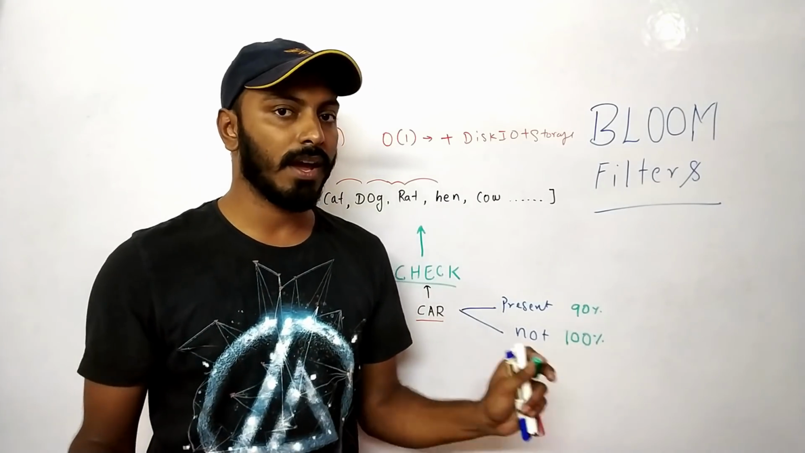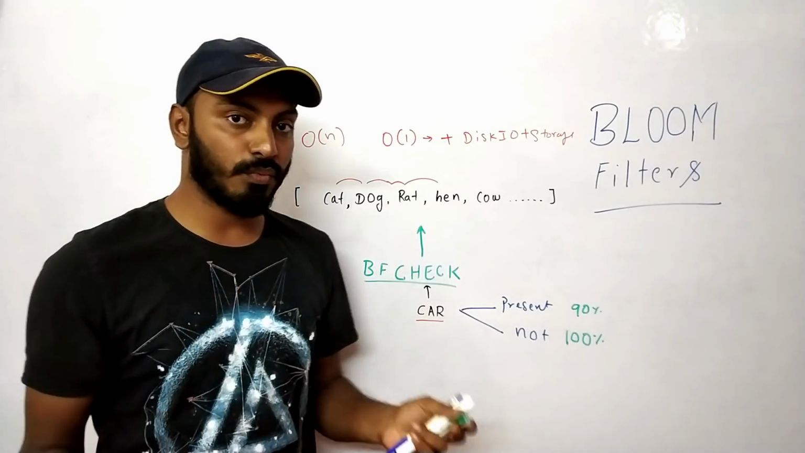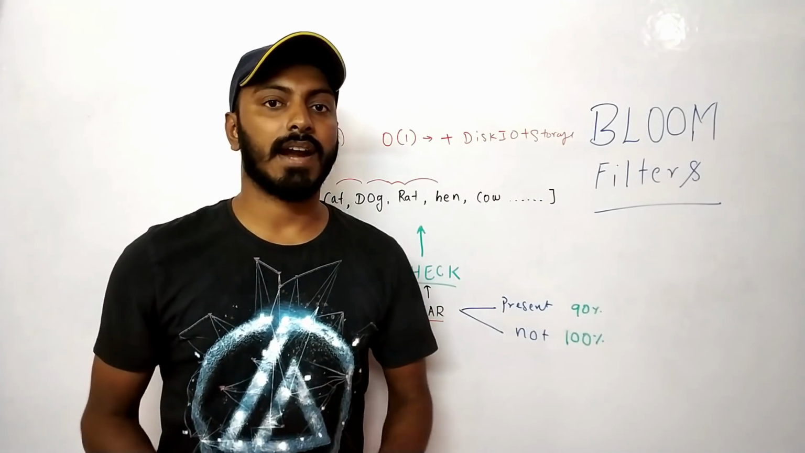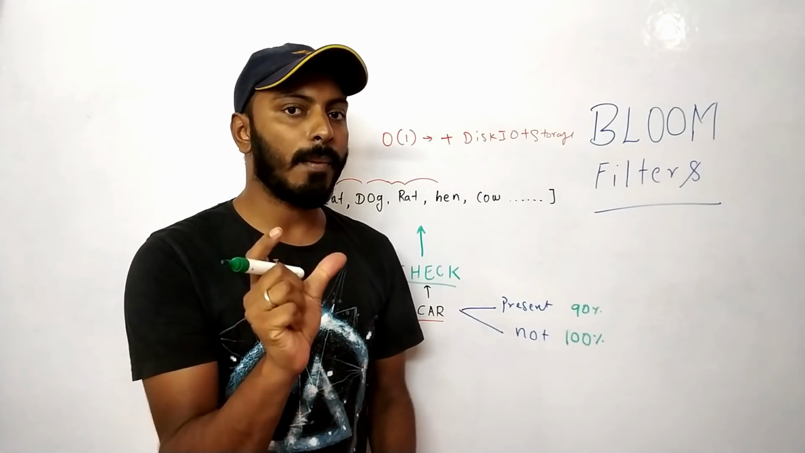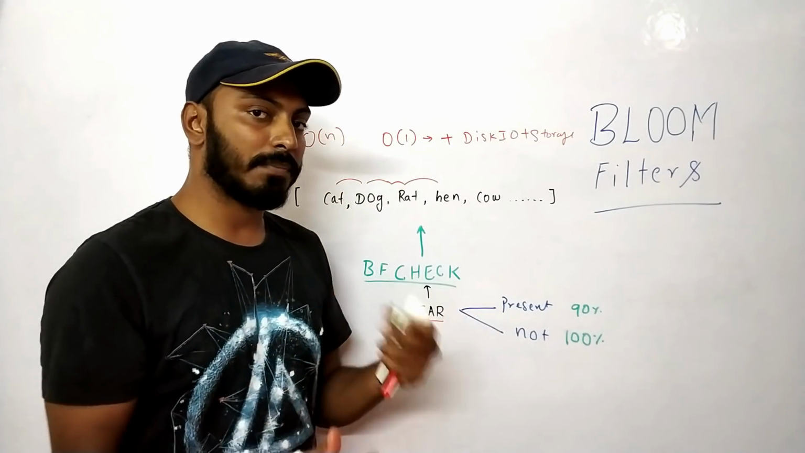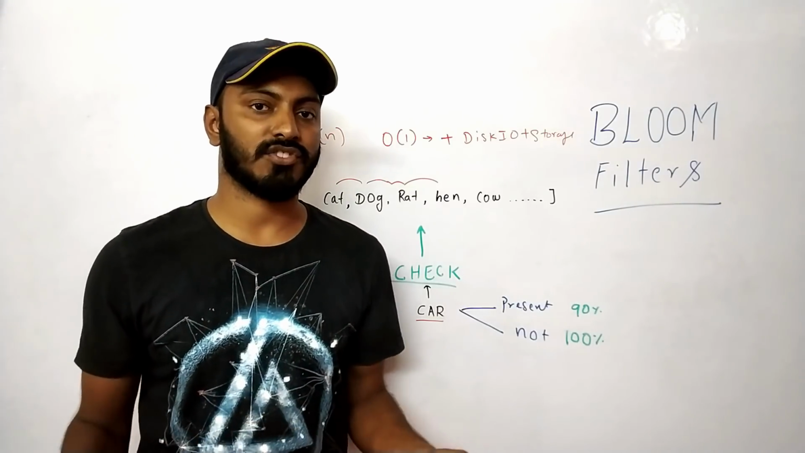You can completely believe the Bloom filter that that particular element is not present. That's why we call the Bloom filter a probabilistic data structure. There is somewhat of a probability when it says that a particular element is present. That's why we call it a probabilistic data structure.